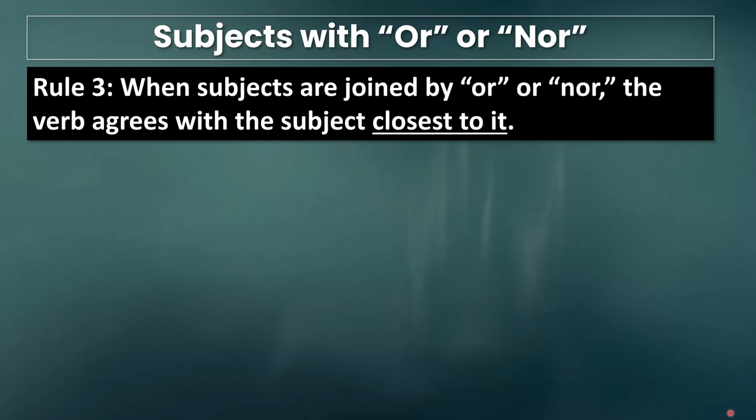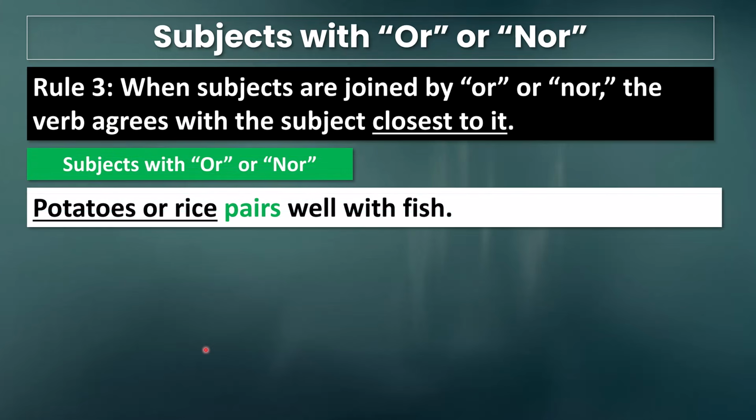Let's move on to rule number 3. So rule number 3, when subjects are joined by or nor, the verb must agree with the subject closest to it. Let's look at some examples. Potatoes or rice pairs well with fish. Pairs is a singular verb, and that's because the subject closest to it is singular. Rice is a singular, uncountable noun. And because it's singular, the verb must also be singular.